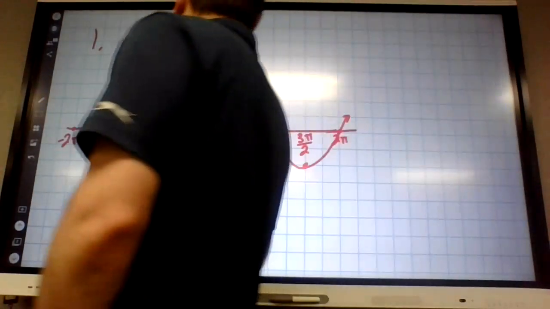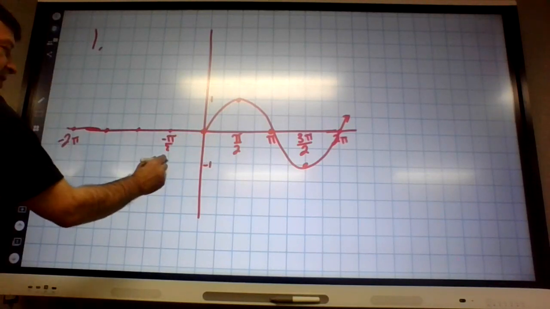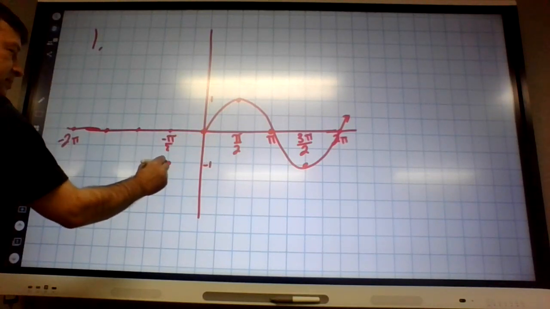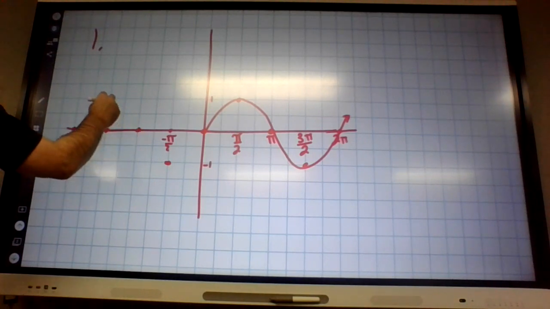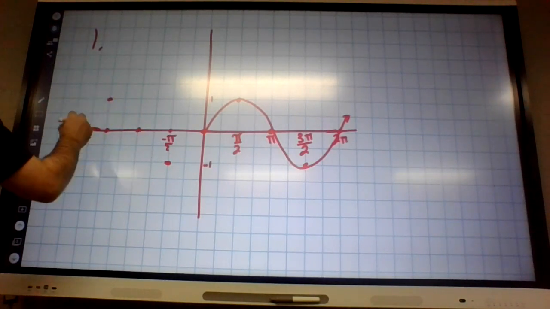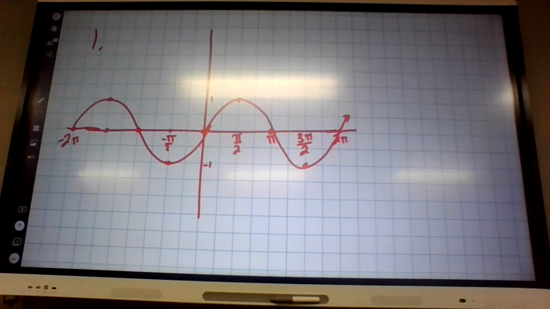Okay, what about going backwards? Where does it look like it's headed? It's headed down to the bottom, and it goes back up to the middle, and it goes back up to the top, and it goes back down to the middle. So over here, it's kind of the same image. That's what sine looks like.